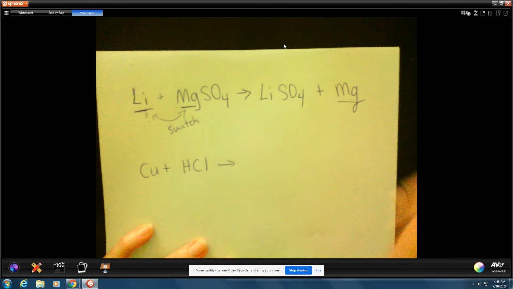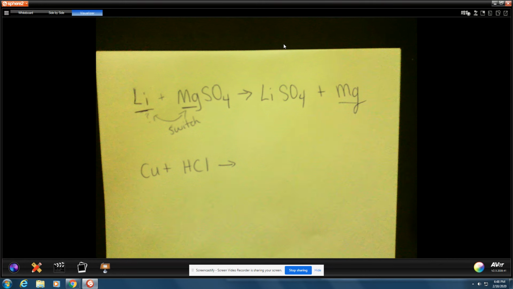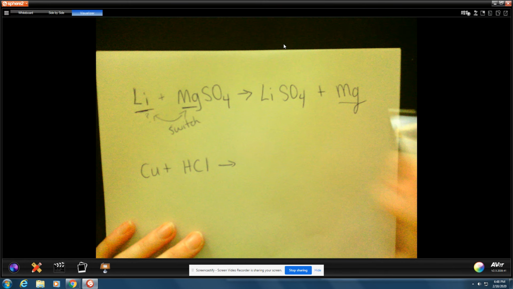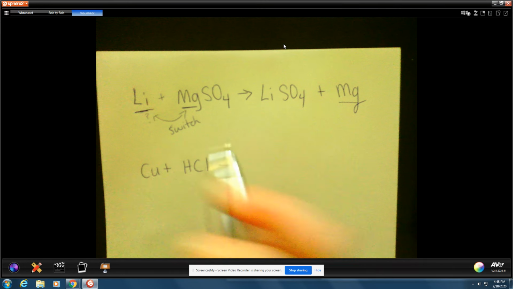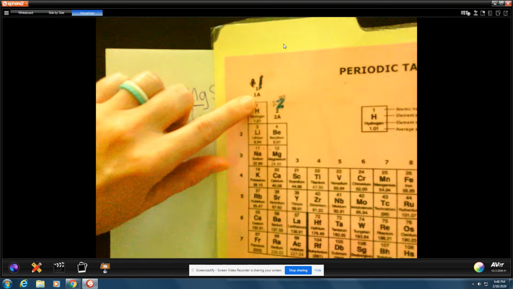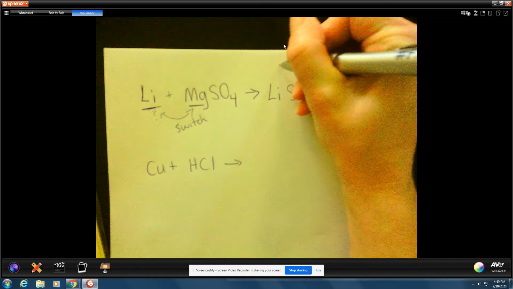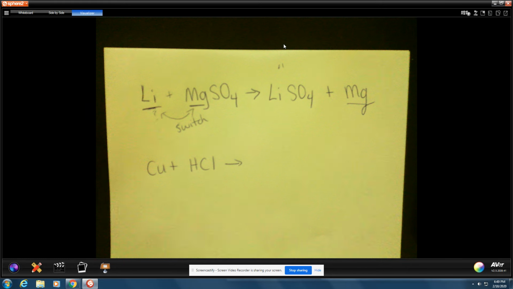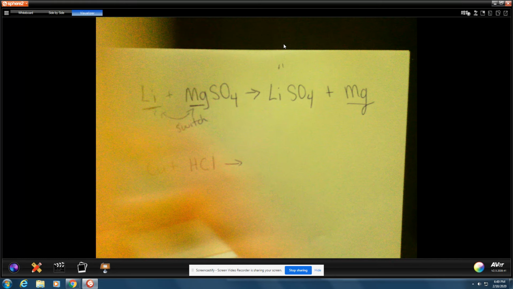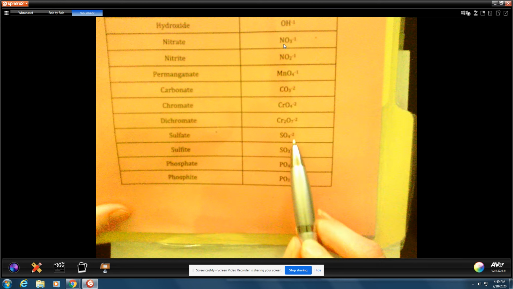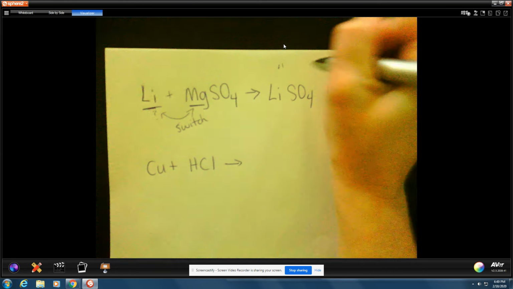Now, when Mg is by itself, you just leave it alone unless it's hydrogen, in which case you put a little 2 at the bottom. So for a compound, you have to look at your charges. Li is in this first column, which means it has a +1 charge. And SO4 is a polyatomic, and it's over here, and it has a -2 charge.